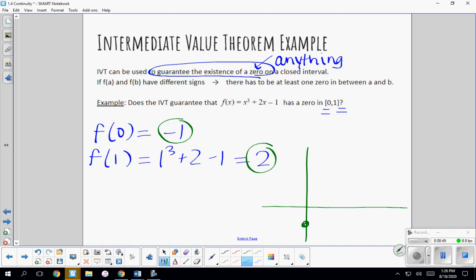So 0, negative 1, and 1, 2. There's no way to get from here to here without crossing 0. It may go straight, it may be curved, it may kind of look like that, but there's no way to get from a negative y value to a positive y value without crossing 0 at least once. And that's what the intermediate value theorem does, is it guarantees we're going to hit every y value between these two. So not just 0. At some point, it's got to hit 1. And we see that there's no way to draw a line from here to here without having some y value right at 1.